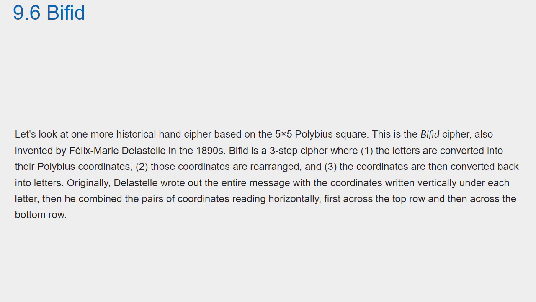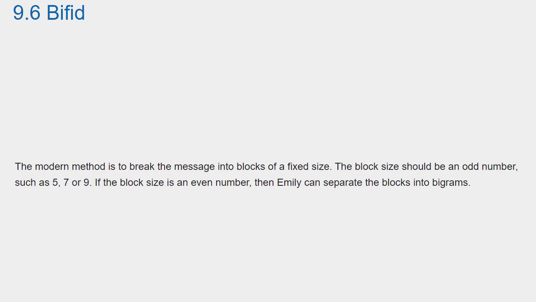Originally, Delestel wrote out the entire message with the coordinates written vertically under each letter. Then he combined the pairs of coordinates reading horizontally, first across the top row and then across the bottom row. The modern method is to break the message into blocks of a fixed size. The block size should be an odd number, such as 5, 7 or 9. If the block size is an even number, then Emily can separate the blocks into bigrams.